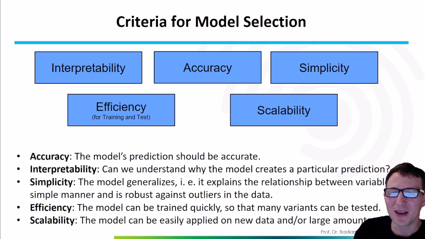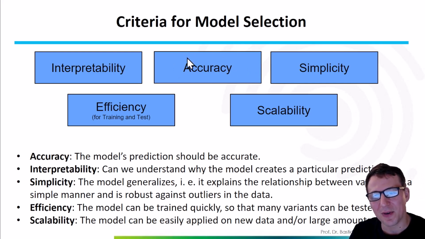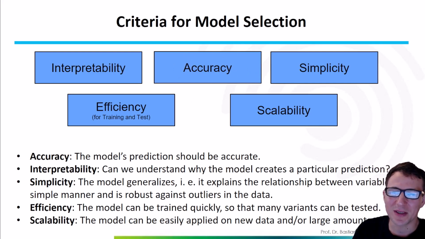So there are really a lot of things that need to be considered when you choose your machine learning algorithm. And accuracy is the thing that we often look at first, but it's not always the most important criterion. There's definitely more to be considered here.